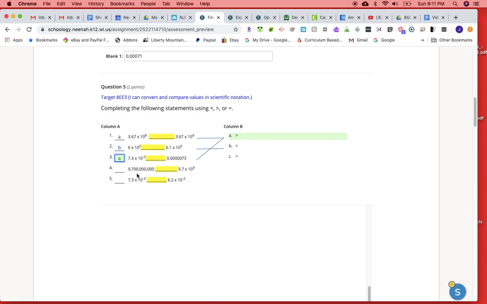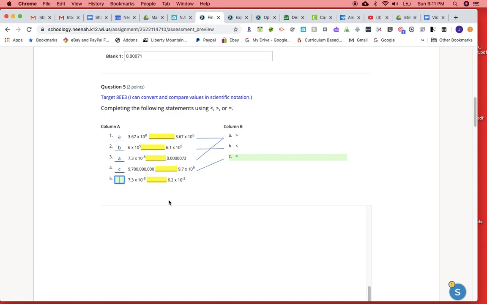All right, so this one we have 9,700,000,000 is greater than, less than, or equal to 9.7 times 10 to the 9th. So I want to make this 9,700,000,000 into scientific notation. My decimal has to fall between the 9 and the 7, so it's going to be 9.7. So that's going to match up. Now let's count how many decimal places we move. 3, 6, 9. So it'd be 9.7 times 10 to the 9th. That would be equal. So equal would be C.